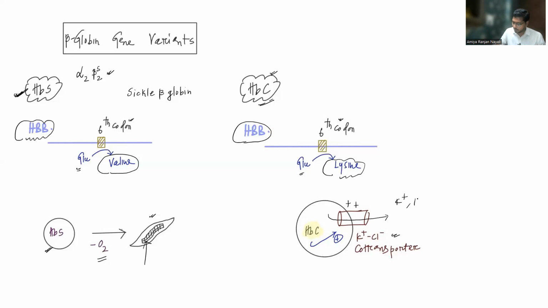So potassium along with water will come outside. That means they will make the RBCs more dehydrated. What are the functional consequences of this? That also we'll discuss later.